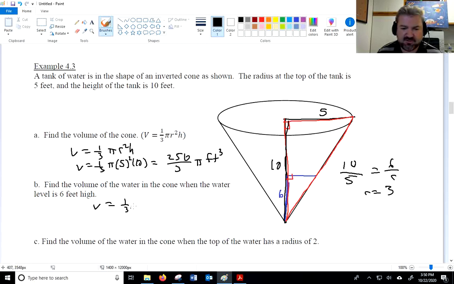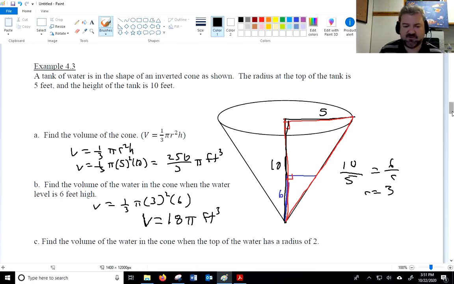Volume is 1/3 pi r squared, so 3 squared times 6. Well, that's 9 times 6 is 54. And 54 divided by 3 is 18, I think. So that is 18 pi cubic feet of water.